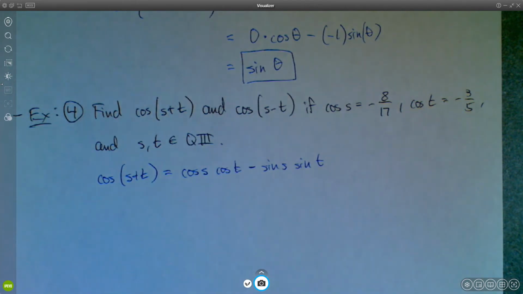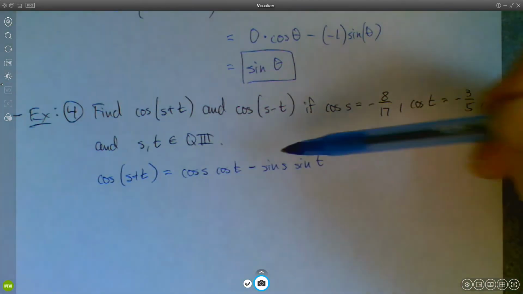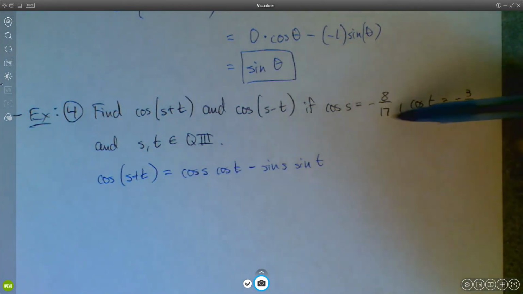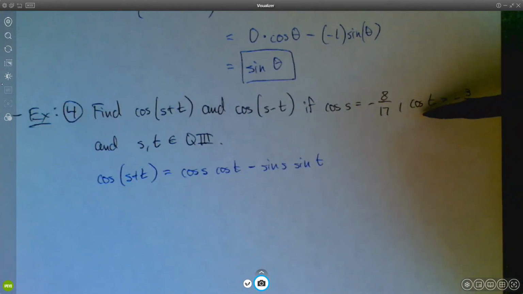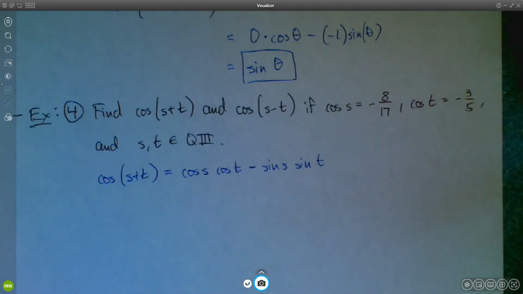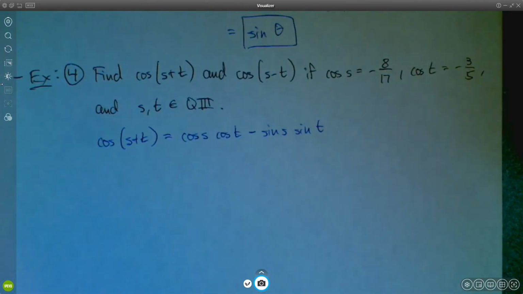So what do I need? Well, I need cosine s, I need cosine t. I was given both of those values, but I also need sine s and sine t, and I don't have those yet. So I think I'm going to have to use the fact that cosine s is negative 8/17 and that cosine t is negative 3/5 to solve for sine s and sine t. You can use Pythagorean identities for that, or you could draw a little right triangle and solve for the missing side. I'm just going to use the Pythagorean identities since we're in the identities chapter. I figure we should use some identities.